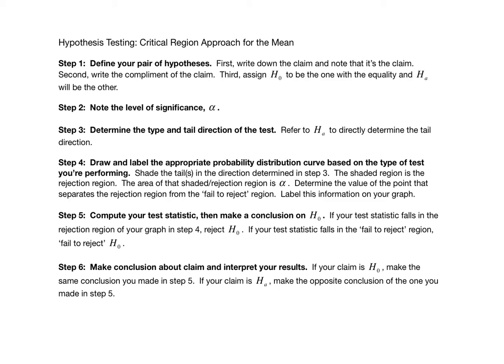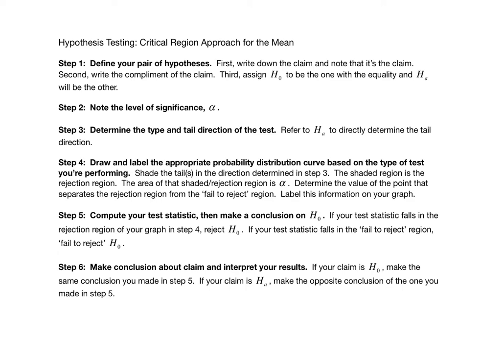Once we've completed step 3, then we can draw and label the appropriate probability distribution curve based on the type of test you're performing. So if we're doing a t-test, we're going to draw a t-distribution. If we're doing a z-test, we're going to draw a standard normal distribution. And when we do that, we're going to shade the tail in the direction determined in step 3. So if you're doing, for example, a right tail test from step 3, then you would shade the right tail in the picture. The shaded region is what we call the rejection region. The area of the shaded rejection region is precisely alpha, which is, again, determined up here.